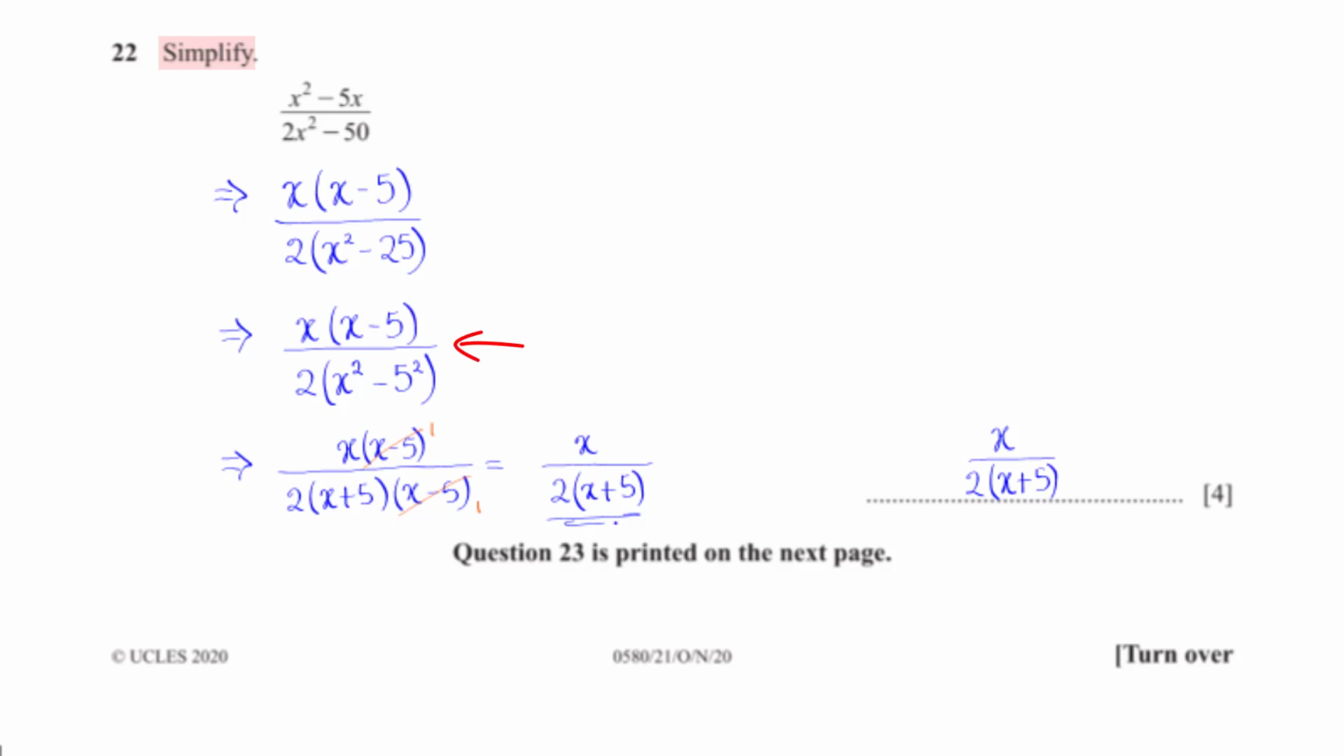5 squared. When we apply the factorization formula for difference of 2 squares, we have x plus 5 times x minus 5. x minus 5 cancels out in the numerator and the denominator, and we are left with x divided by 2 times x plus 5.